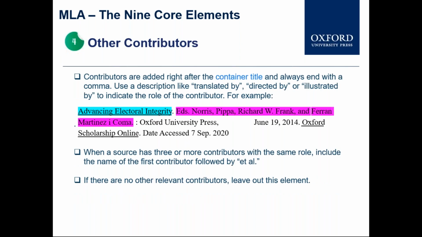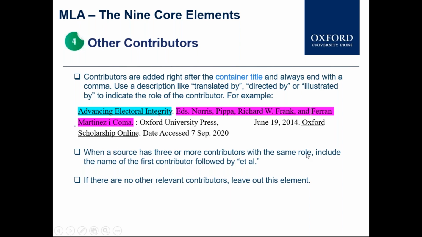Then you have other contributors who've contributed to a particular article or a chapter. Their names will come right after the container article. And how do they come? Their names are separated by commas.